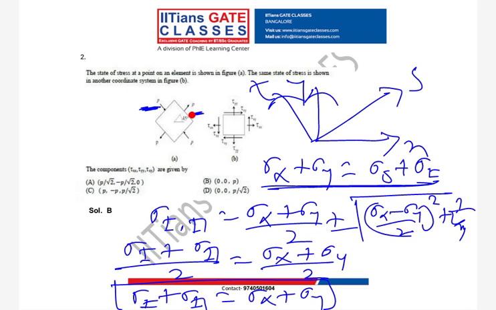See, if you have non-zero normal stresses, what will happen? You cannot have the summation as 0, right? Okay, so these are the two ways to solve this problem.